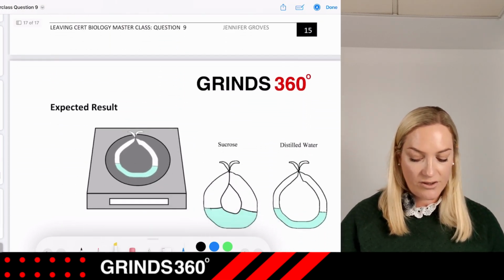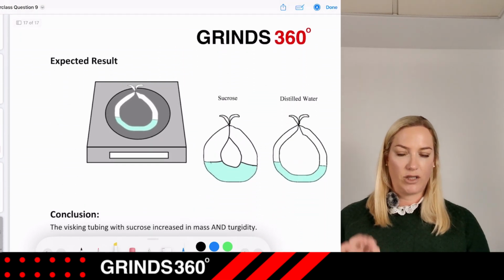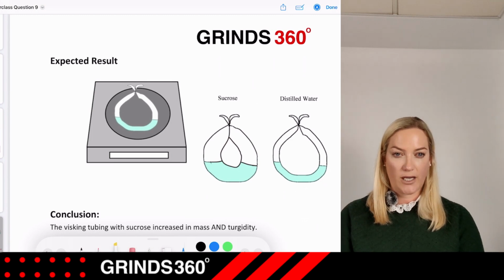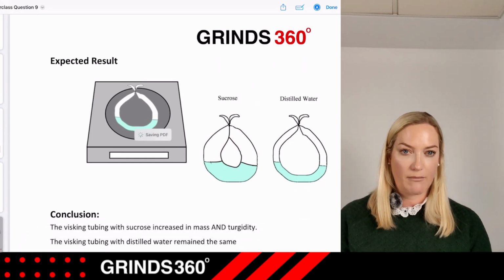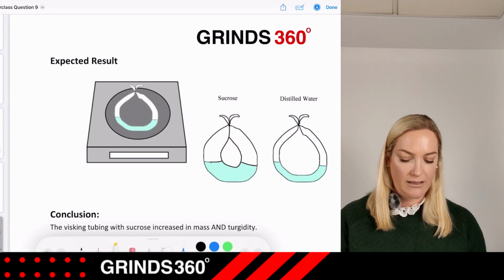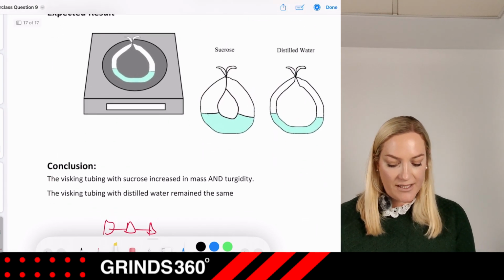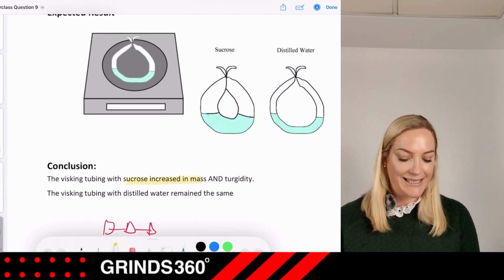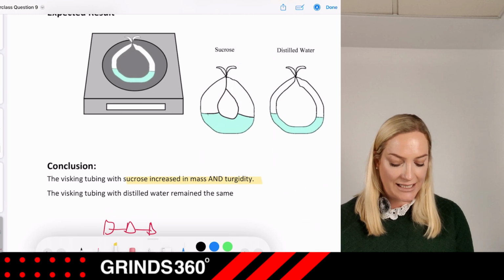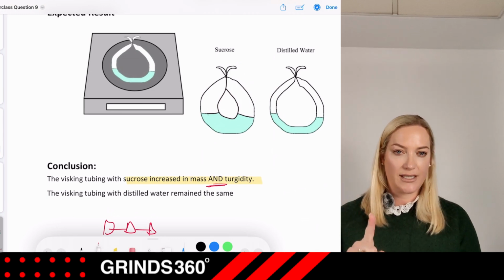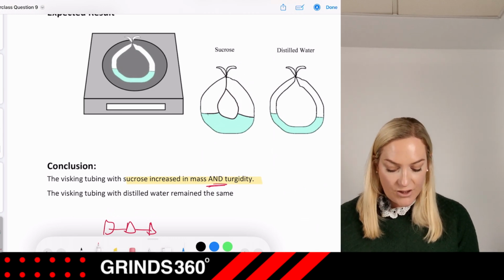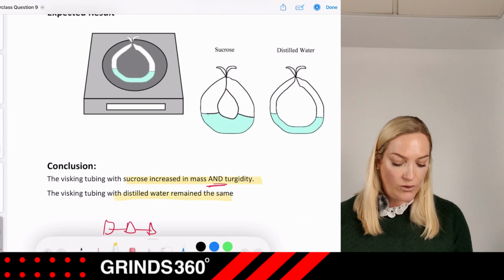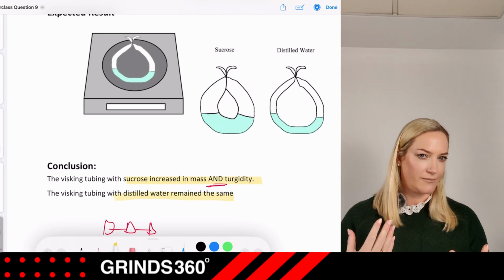After that, what you're going to do is take out your 2 Visking tubings and pat them both dry. And then you're going to record their mass and observe their turgidity. And what you should see is the Visking tubing with the sucrose increased in mass and, I can't emphasize this, turgidity. Your Visking tubing with your distilled water, your control, remained the same.